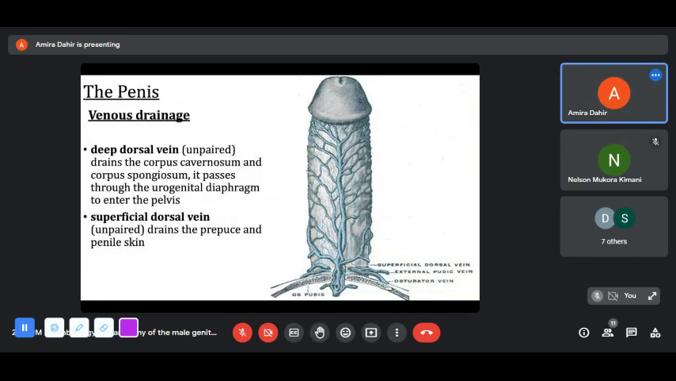As for venous drainage, it's achieved by the deep dorsal vein, which is unpaired, and it drains the corpus cavernosum and the corpus spongiosum, and passes through the urogenital diaphragm to enter the pelvis. And also the superficial dorsal vein, which is unpaired, drains the prepuce and the penile skin.